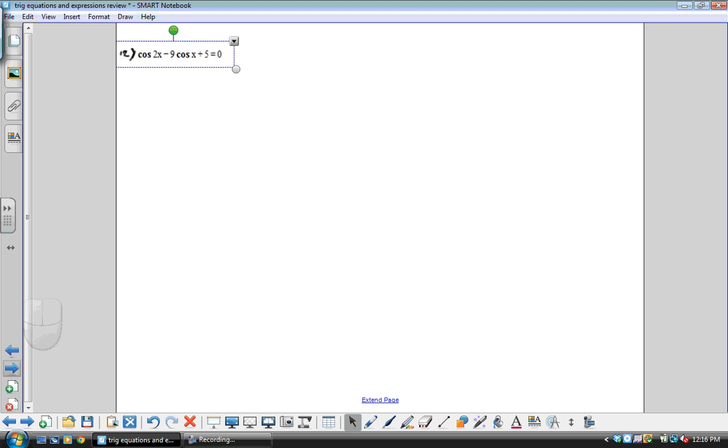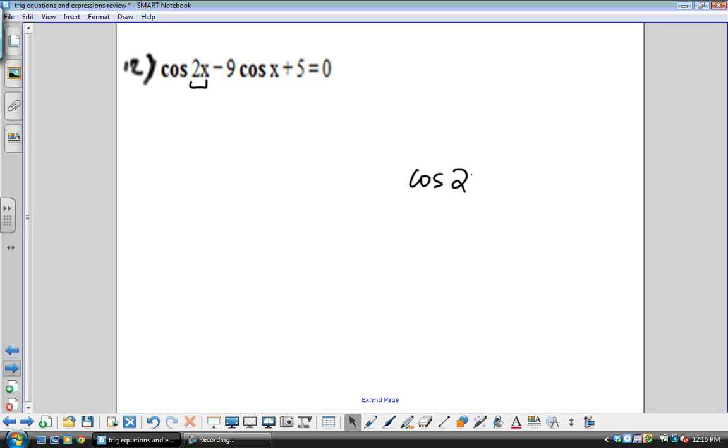Okay, now we're getting away from the squares in the Pythagorean identities here, and notice what's popping up here is the 2x. So what I'm going to be using here is a double angle for cosine. So recall our double angles for cosine here. We've got cosine 2a is equal to 2 cosine squared a minus 1. Or we could use the other formula here, 1 minus 2 sine squared a.